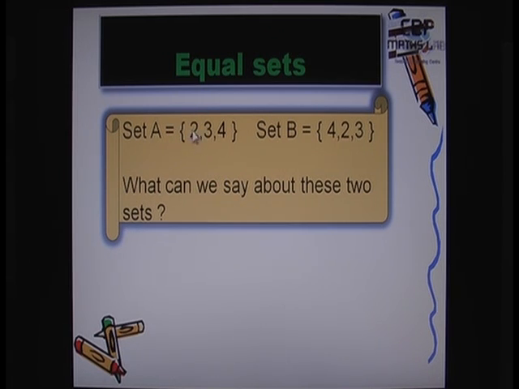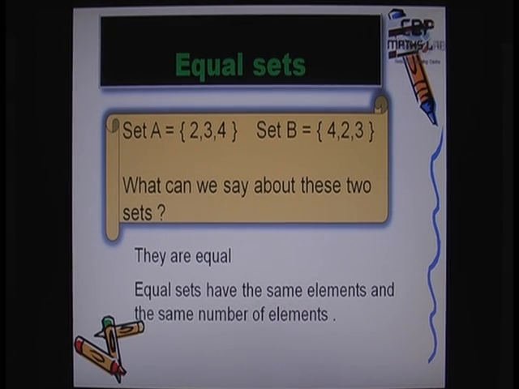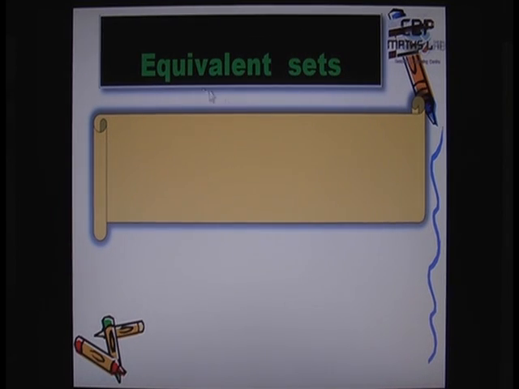Note now that there's a 2 in set A and there's a 2 in set B. Note that there's a 3 in set A and there's a 3 in set B. Note that there's a 4 in set A and a 4 in set B. So guess what? They have the same elements and the same number of elements. You could just look at it and write that description. So they are equal, and we say that equal sets have the same elements and the same number of elements. Very good.